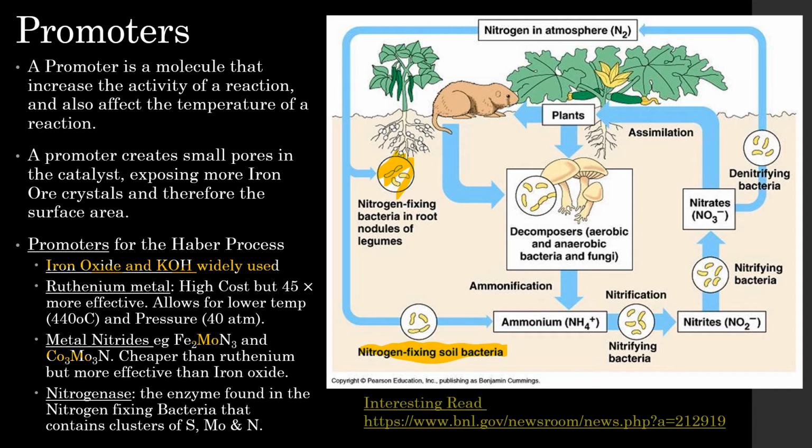So if you grow legumes, which are these sorts of plants with these nodules, they'll have, as I said, a bacteria called rhizobium, and in these rhizobium they have these enzymes called nitrogenase. And now the nitrogenase is an enzyme found in these nitrogen-fixing bacteria that contains clusters of sulfur, molybdenum, and nitrogen.